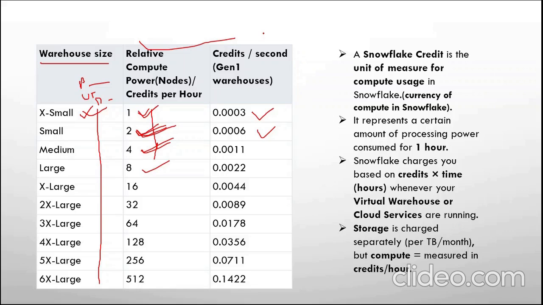The cost depends on the size of the virtual warehouse we are using. And these are the per hour credits they are charging, right? So if any interviewer asks you, for size small, how many credits per hour, or how many compute nodes for a small virtual warehouse, you can say 2. Okay, got it?